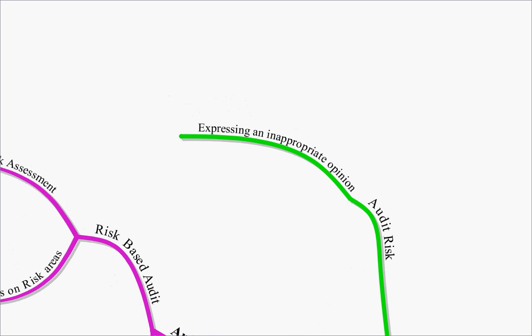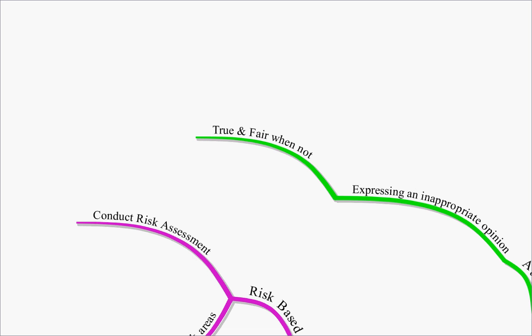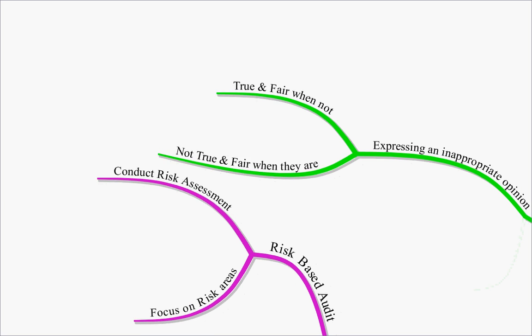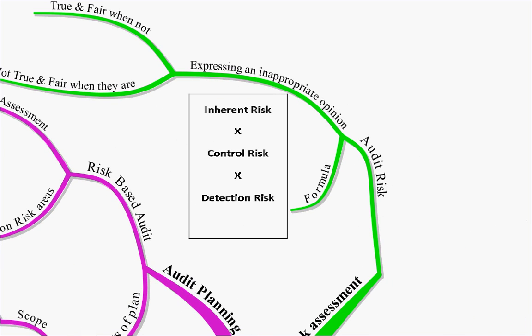Audit risk is the risk of expressing an inappropriate opinion. Remember that the auditor is stating an opinion on the financial statements as to whether they provide a true and fair view. So the risk is that he says they are a true and fair view when they're not, or that they are not true and fair when in fact they actually are. So that's the risk of expressing an inappropriate opinion. The formula for audit risk is inherent risk times control risk times detection risk.